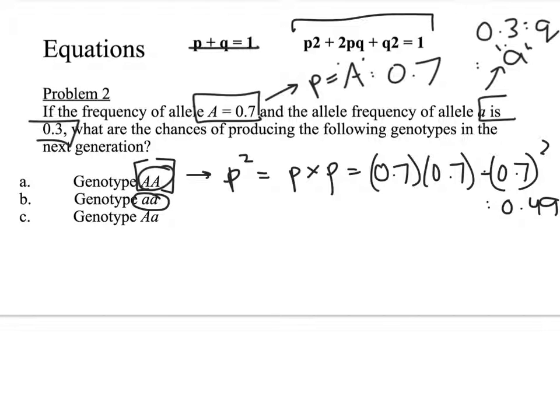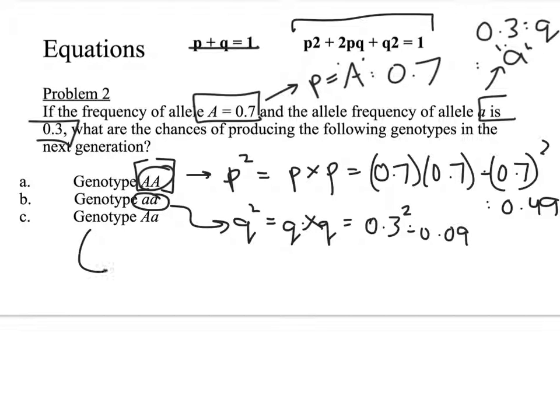The second problem, very similar. Lowercase a is the same as q squared, in terms of that's the genotype as we represent it. This will equal q times q, and that's going to be defined as 0.3 squared, or 0.09. Now, the last question here, the heterozygous frequency, you can do one of two things. But the one thing you can't do is say it's equal to 0.7 times 0.3. Don't do this.